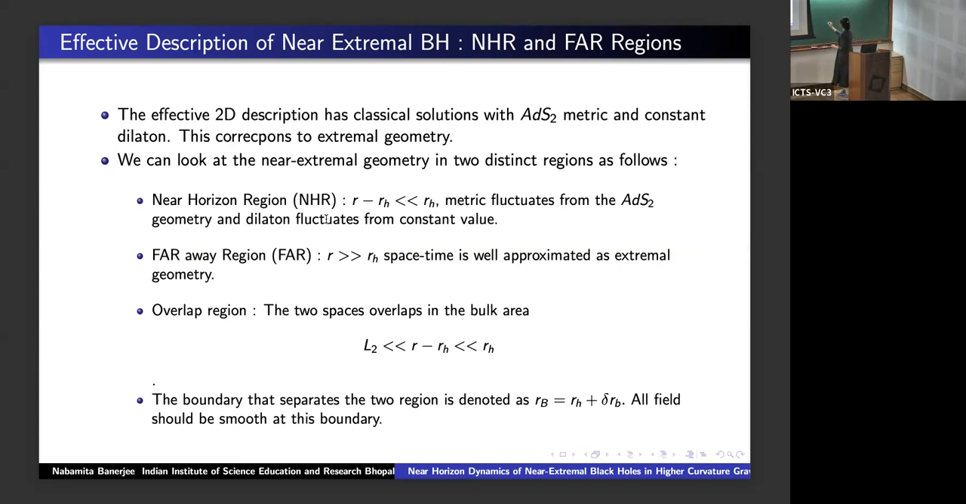And now we want to understand the near extremal geometry. The way I want to understand it is the following. I want to understand the near extremal geometry in one region that I'm calling the near horizon region of the near extremal geometry, and then a far region, which is just the extremal geometry, the full extremal geometry.